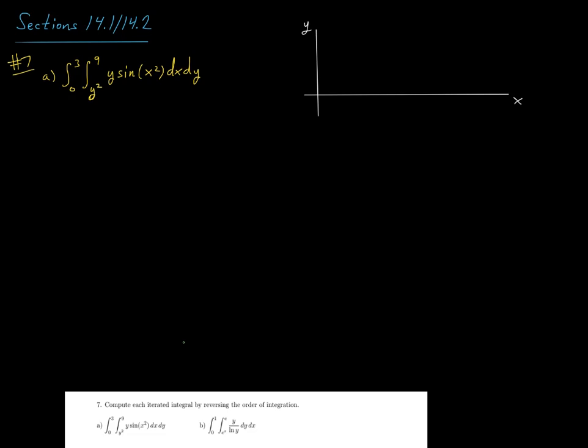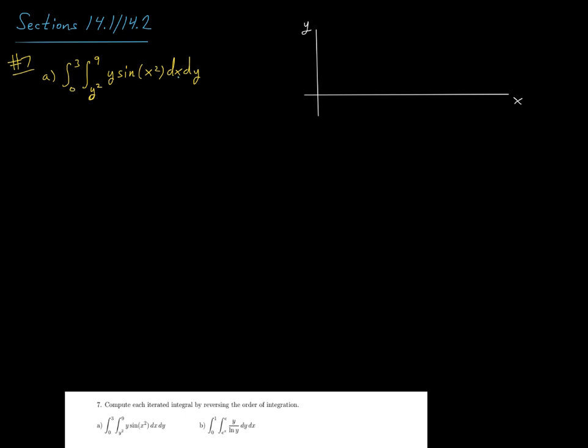All right, for question 7, it says to compute each iterated integral by reversing the order of integration. Okay, so for part A, we're looking at the integral of the function y times the sine of x squared. The order of integration here is dx dy, and x varies from y squared to 9, and y varies from 0 to 3.